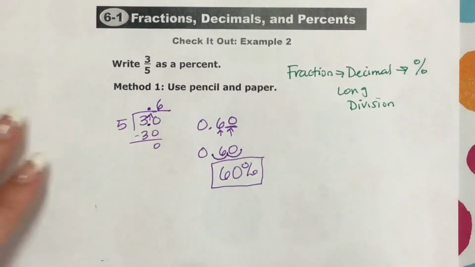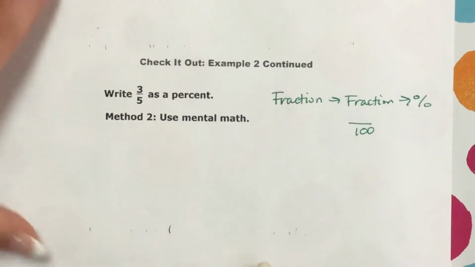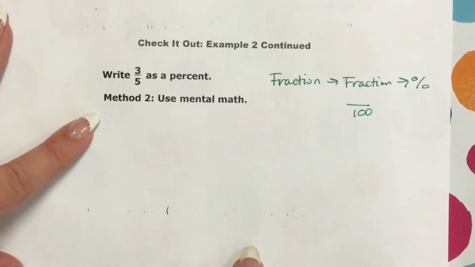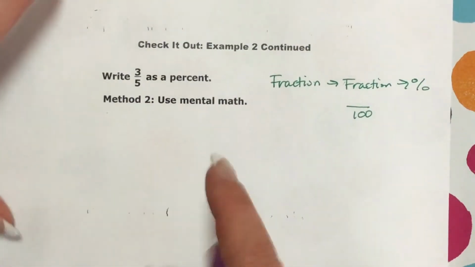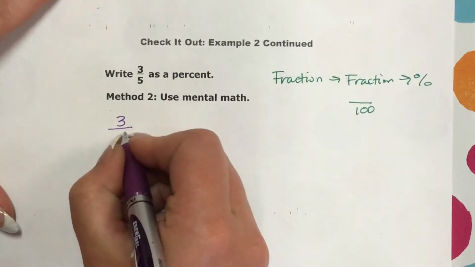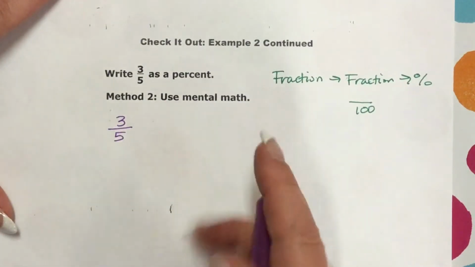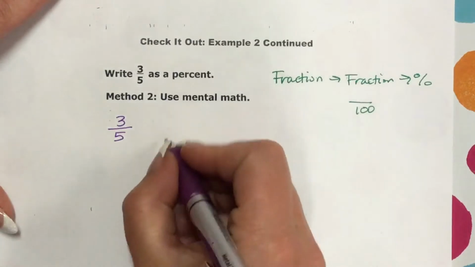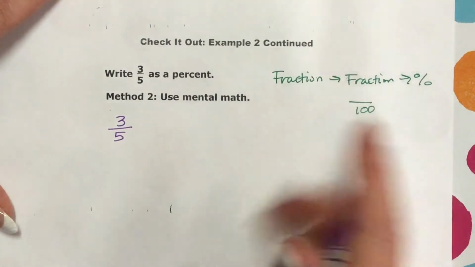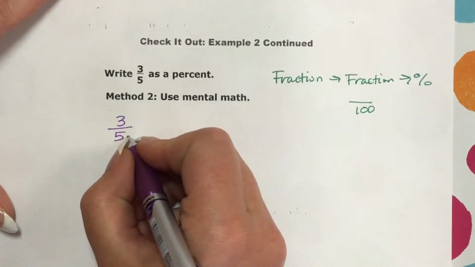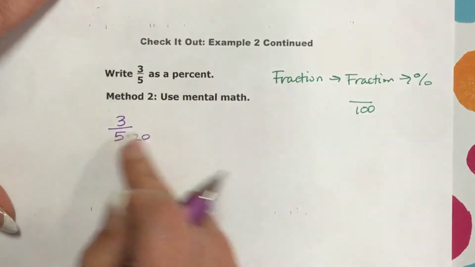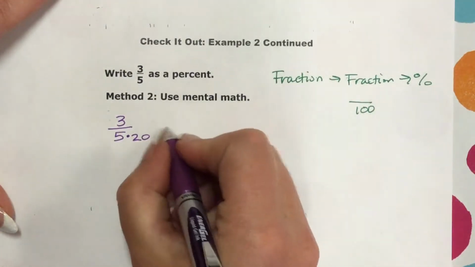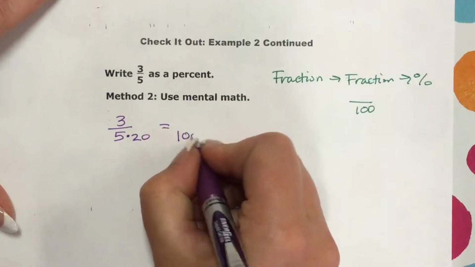So if you got that right, wonderful job. Let's go down to the second method. We're going to take this fraction 3/5. And what I notice about 3/5 is I can turn this pretty easily into something that has a denominator of 100, because I know that I can go 5 times 20. 5 times 20 is equal to 100.